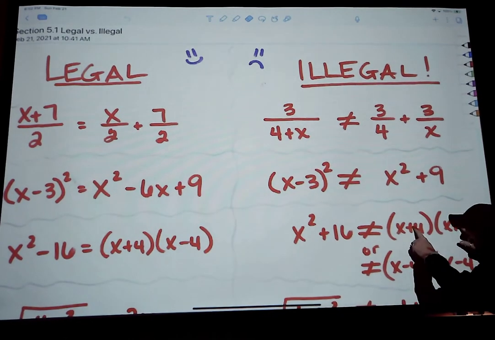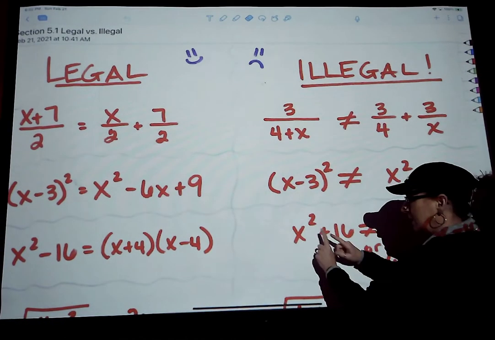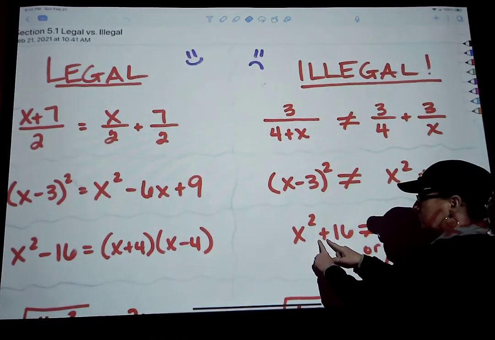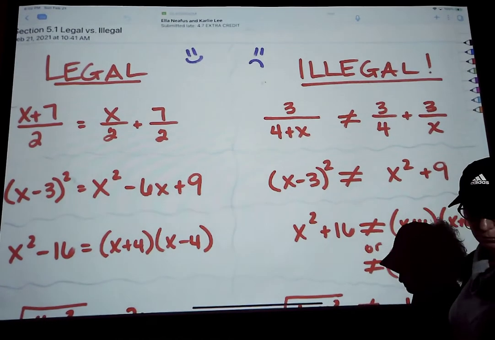Because if you FOILed this, you would have a middle term. This is not factorable.